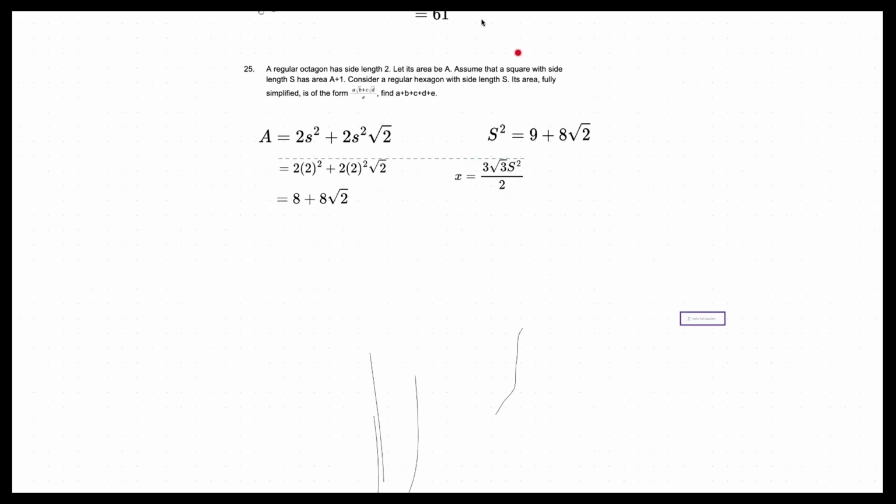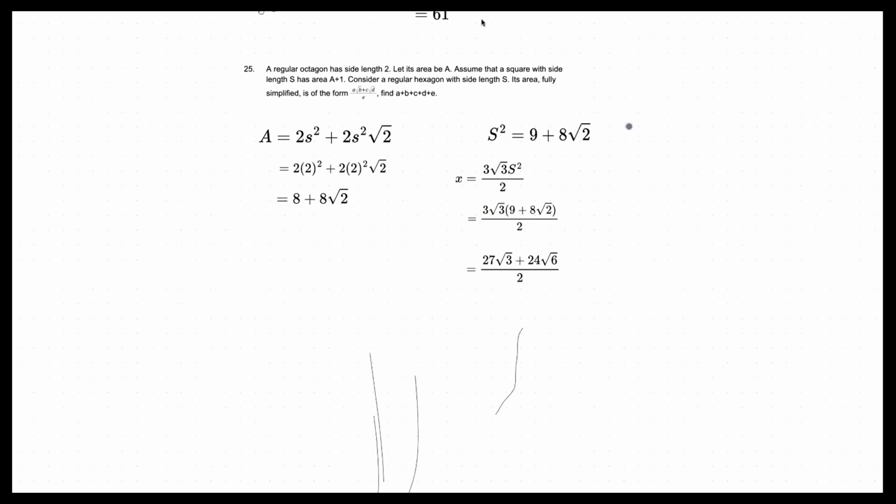So we're going to define x as the area of the regular hexagon. So this is the formula for the area of a regular hexagon. So now we can just plug in 9 plus 8 root 2 for s. So now if we expand the brackets and simplify, we get the answer 27 root 3 plus 24 root 6 all over 2. So now we have the simplified form.